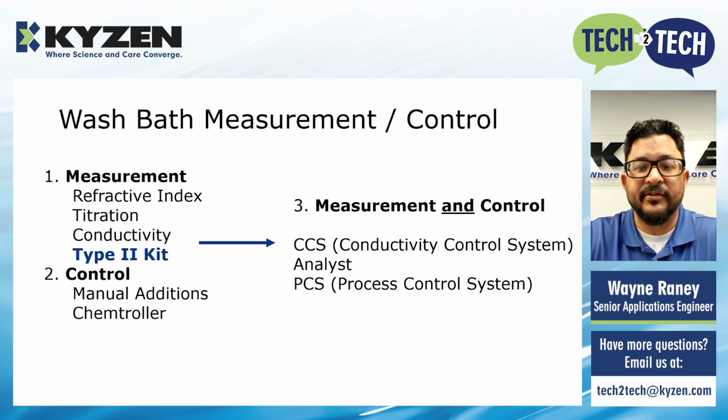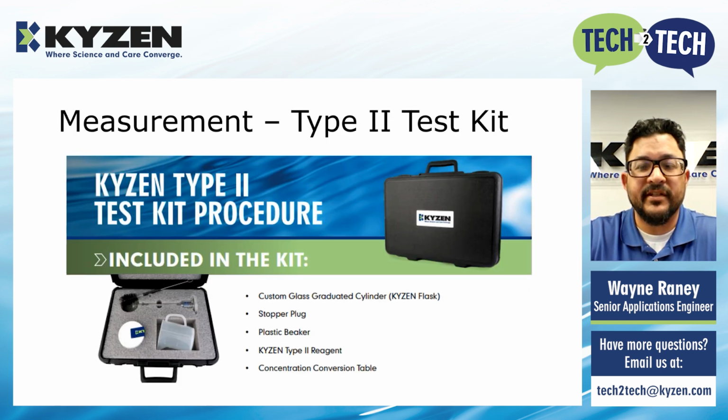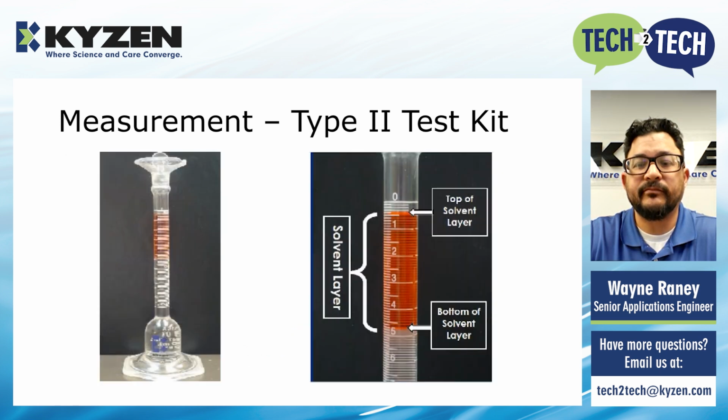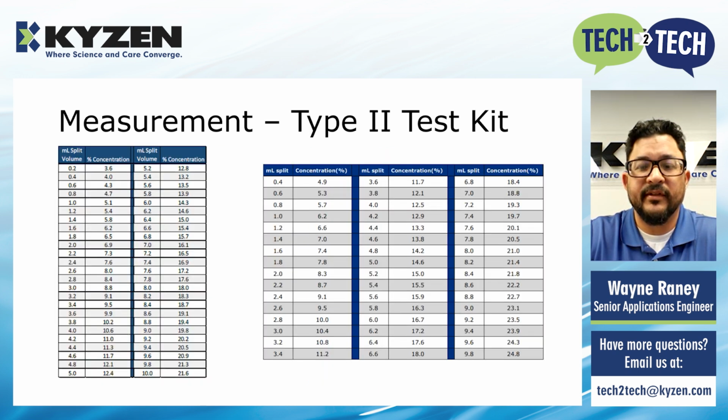This last method, the Type 2 test kit, is only used in the electronics field to measure aqueous electronics cleaning chemistry or agents. This test kit, which contains a stopper, flask, beaker, and reagent, also comes with a control chart for your particular type of chemistry. To put it in simple terms, you'll draw a sample, allow it to phase separate in this flask, and then you'll see a solvent layer, which will be pink in color. This amount of solvent layer, or split, will be converted to a concentration percentage using the control chart for the chemistry.